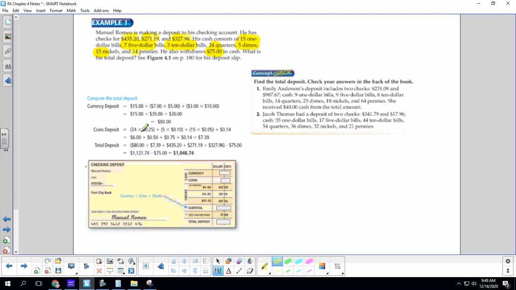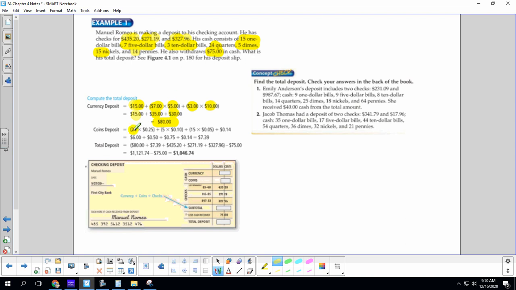So, one thing I want to make sure you guys note is what each of the change items is. So his paper money, he is going to have 15 $1 bills, so that's $15. He is going to have 7 $5 bills. He is going to have 3 $10 bills. So that's 15, 35, and 30. So that's 80 bucks altogether in paper money.